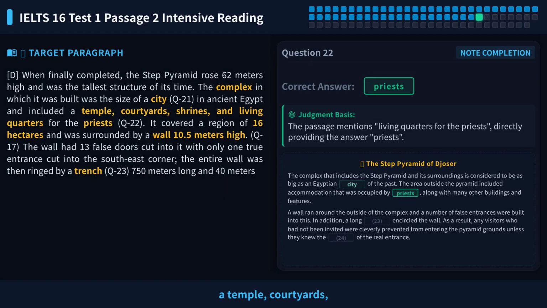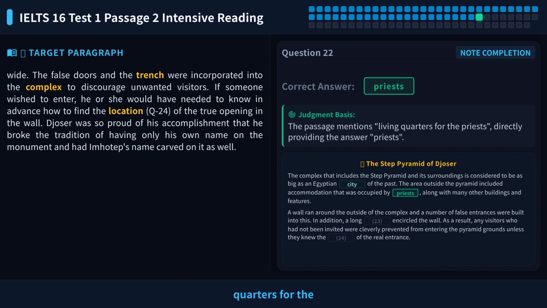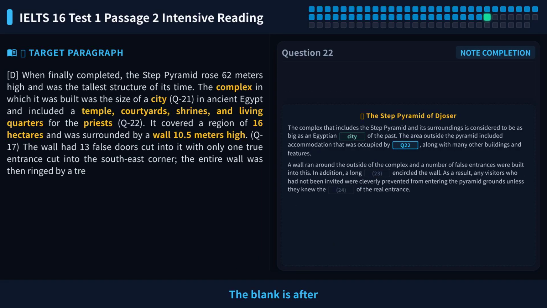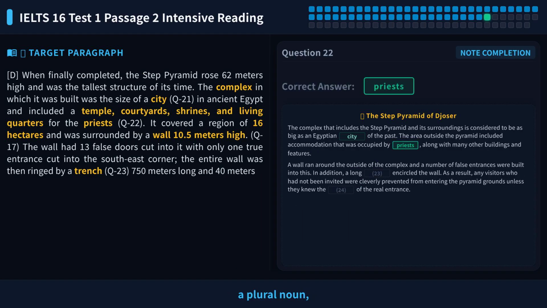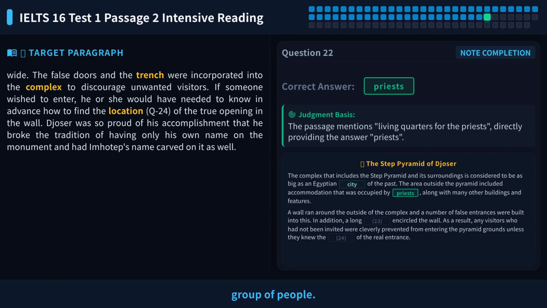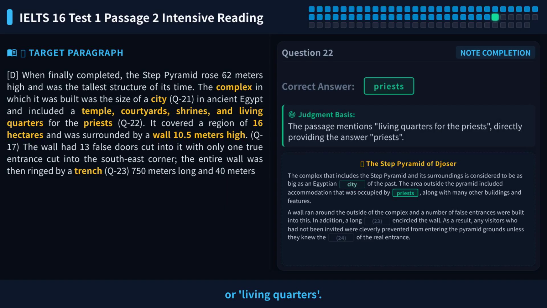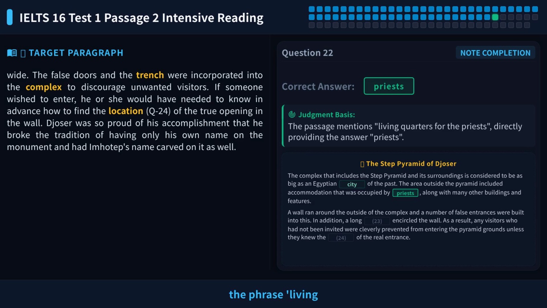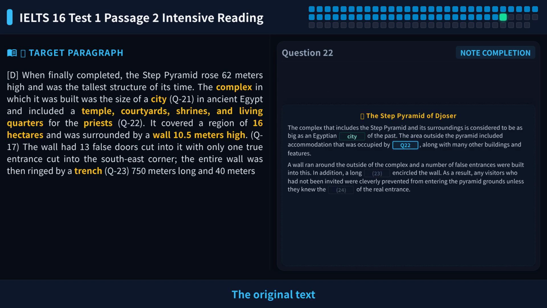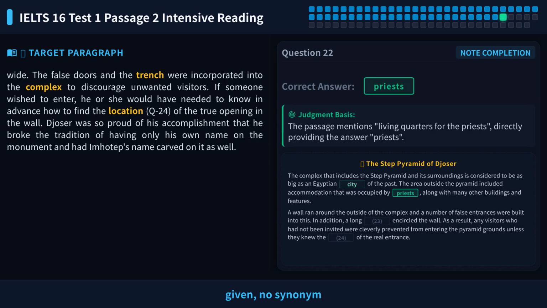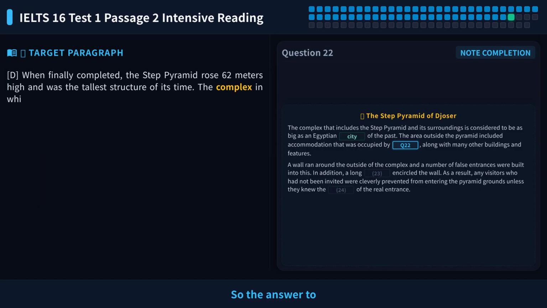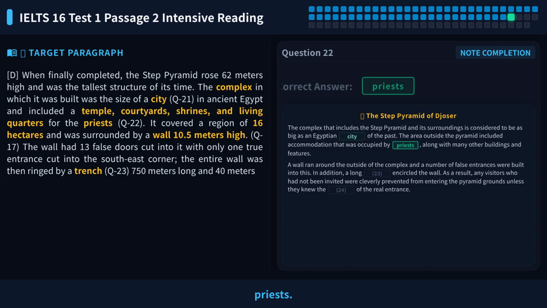The notes mention a temple, courtyards, shrines, and living quarters for the priests. Pause the video and try to find the answer in paragraph D. The blank is after "for the," so the answer should be a plural noun, referring to a group of people. In paragraph D, look for words related to priests or living quarters. Pay attention to the phrase living quarters. The original text clearly says "for the priests." This word is directly given, no synonym replacement needed. So the answer to question 22 is priests.